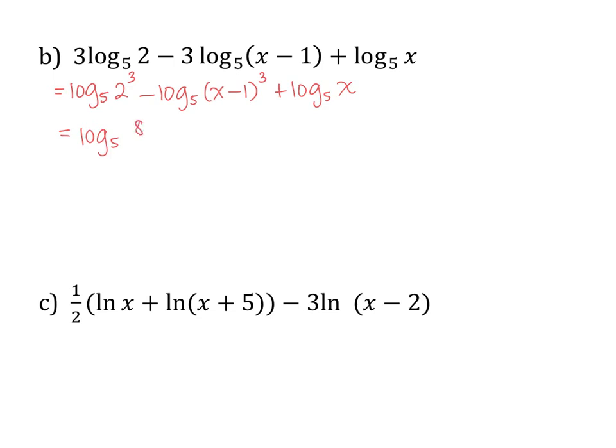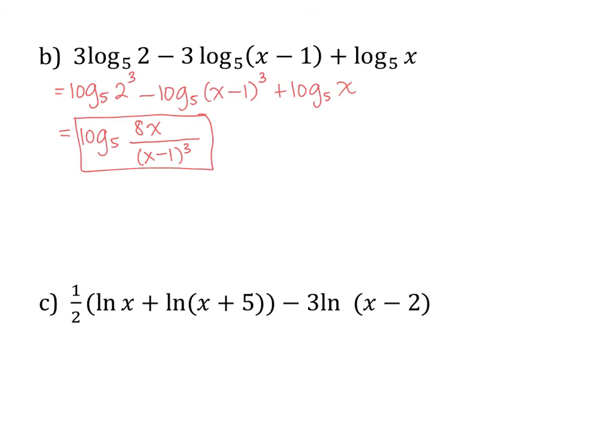Okay, since I'm subtracting the log of x minus 1 to the third, I am dividing by x minus 1 to the third. Since I'm adding log base 5 of x, I'm multiplying the argument by x. Okay, so this is my final answer. I can't really simplify it anymore. Don't multiply it out. It doesn't make it any better. If I could cancel something, I would cancel something, but in this case, nothing will cancel.